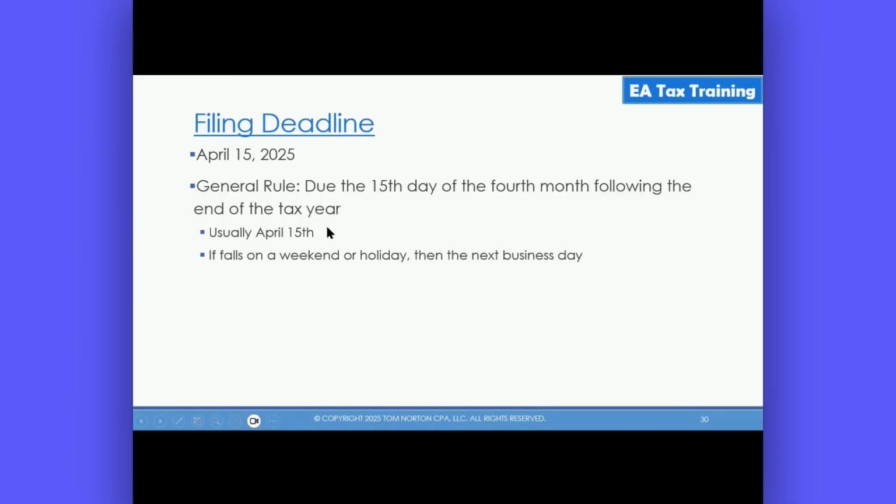However, sometimes April 15th falls on a weekend or it falls on a holiday. When that happens, then the deadline is pushed to the next business day. So, for example, if April 15th is on Sunday, assuming Monday is not a holiday, then the return would be due on Monday, April 16th, instead of the 15th. But for 2024, and we are talking about the 2024 tax year for the 2025 EA exam, it is due on April 15th of 2025.